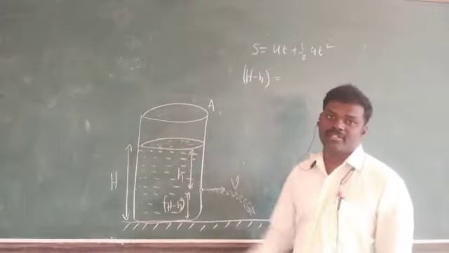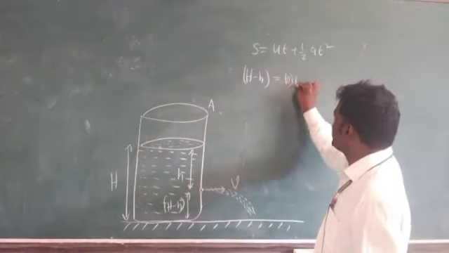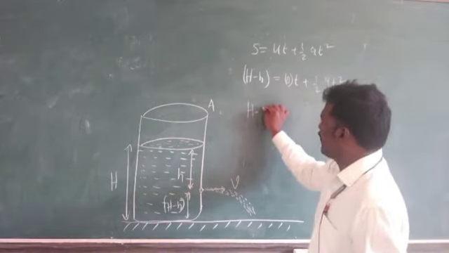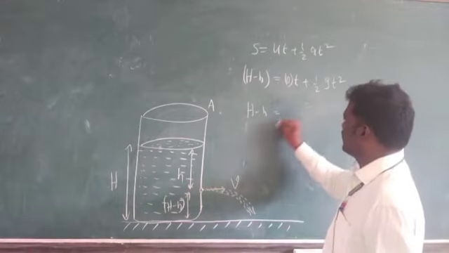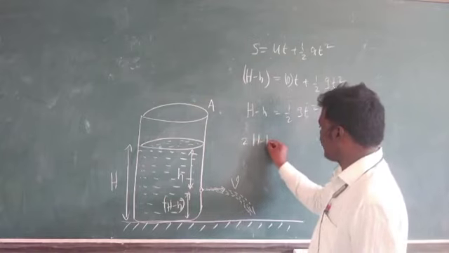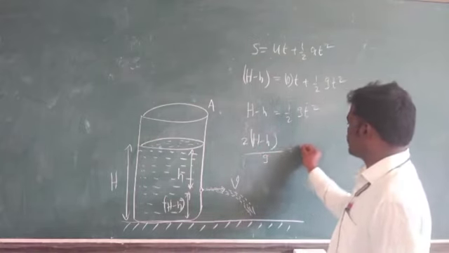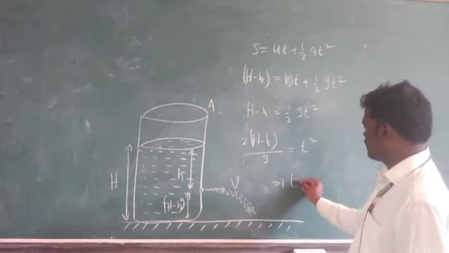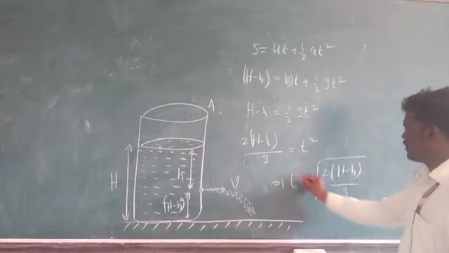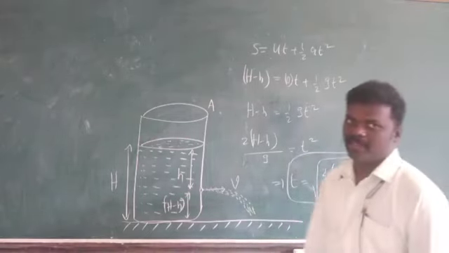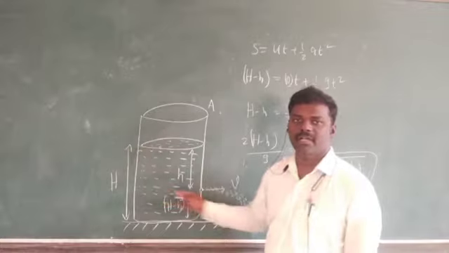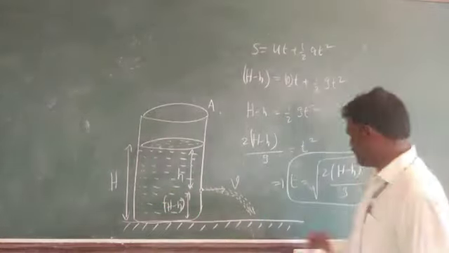Initially, the fluid is at rest, so initial velocity u equal to 0. So capital H minus small h is equal to half g t square. Finding this value, 2 into H minus small h by g is equal to t square. That implies t equal to root over 2 into H minus small h by g. This is the time taken by the fluid from this top level to reach this orifice level.